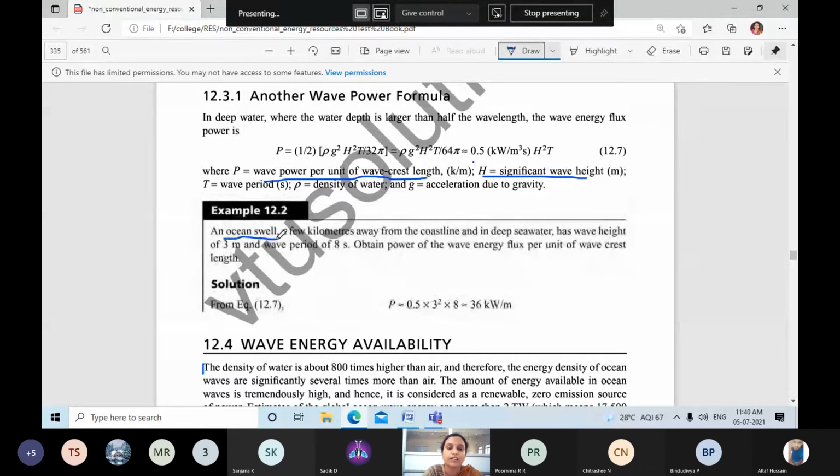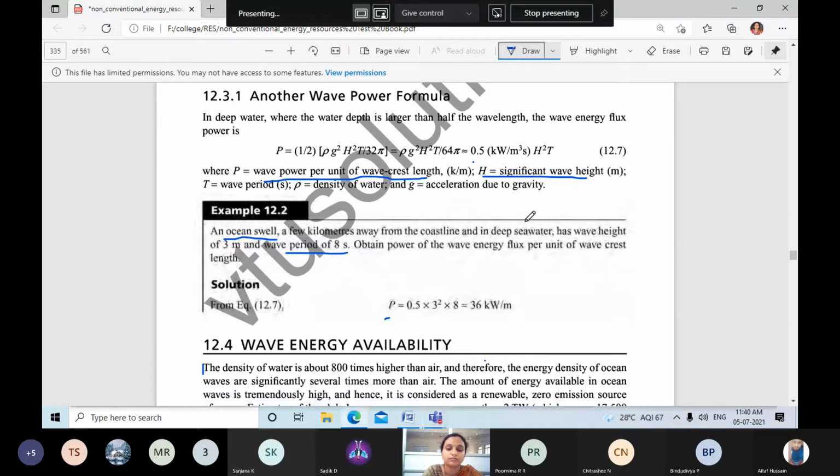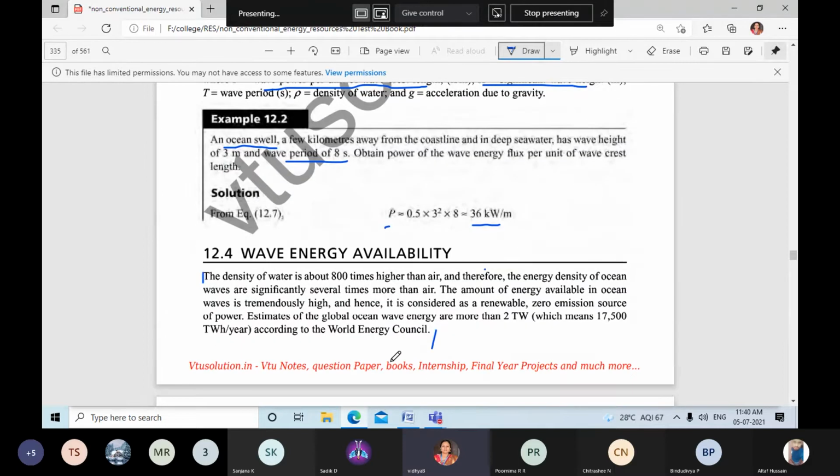An ocean swell a few kilometers away from the coastline in deep sea water has a wave height of 3 meter and wave period of 8 seconds. So P is 0.5 into 3 square into 8, which equals 36 kilowatt per meter.